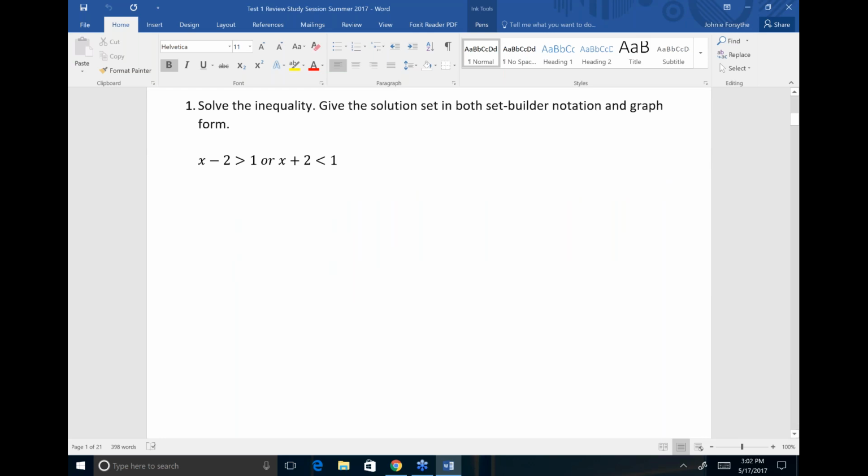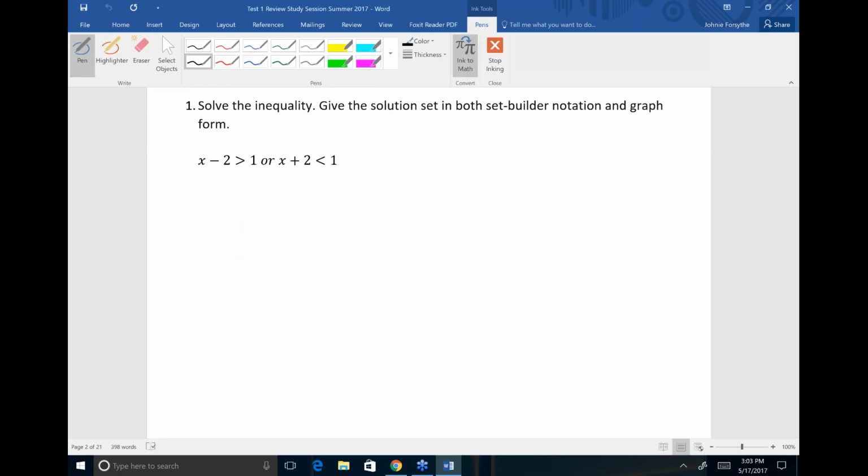All right, so number 1, solve the inequality. Give the solution set in both set builder notation and graph form. So we have an OR compound inequality. First we're going to solve each inequality separately. So we have x minus 2 is greater than 1. We're going to start by adding 2 to both sides of this inequality. I'm going to bring down that x, negative 2 plus 2 cancels out to 0. X is greater than 1 plus 2, which is 3.